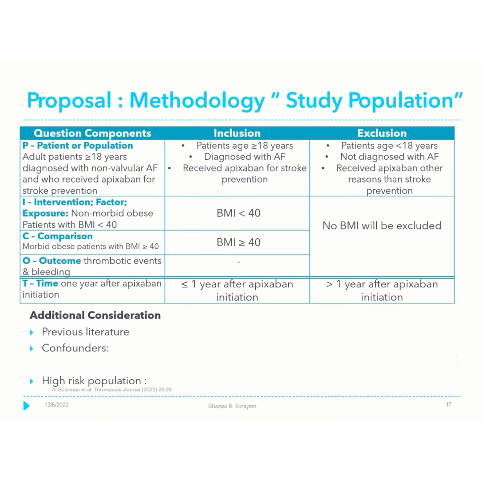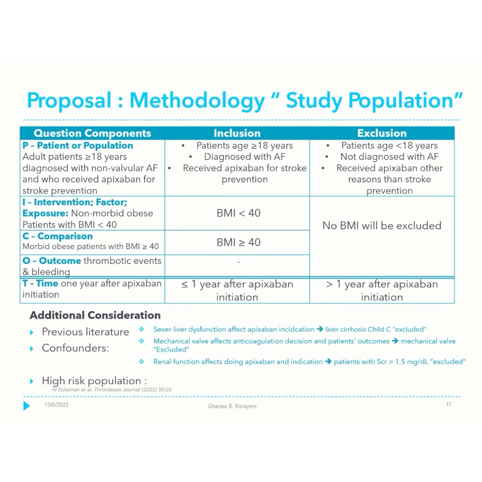We also have other factors to consider, confounders to consider in inclusion or exclusion, either from previous literature, what they found, or confounders. Like we know that apixaban is contraindicated in patients with severe liver dysfunction. So one of the exclusion criteria will be liver cirrhosis. For example, mechanical valve affects the anticoagulation, so patients with a mechanical valve or valvular AFib will be excluded. Also, renal function affects the dosing of apixaban and indication, so we might exclude a patient who has serum creatinine above 1.5.